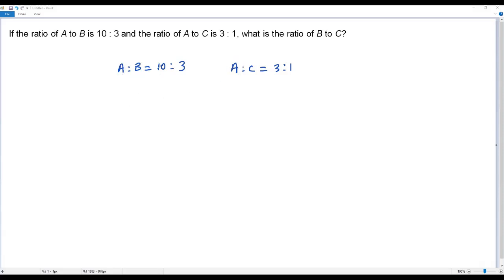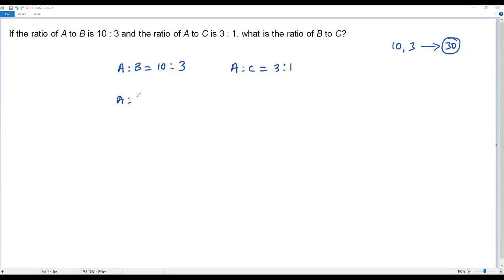For that, we have to get the least common multiple of the two numbers, 10 and 3, which correspond to A in the given two ratios. What is the least common multiple of 10 and 3? Is there any common divisor other than 1 for 10 and 3? No. So 10 and 3 are relatively prime. When I want to find the least common multiple of two numbers which are relatively prime, I have to multiply the two numbers. When I multiply them, I get 30. So 30 is the least common multiple of 10 and 3. So I have to make this 10 as 30 and 3 as 30 in these two ratios.